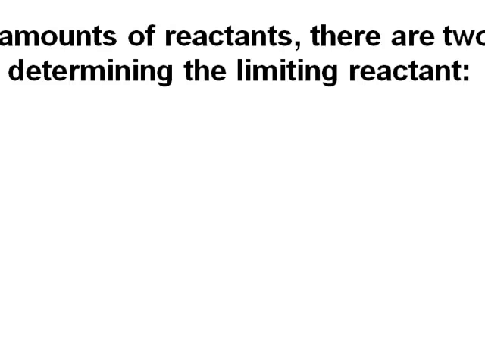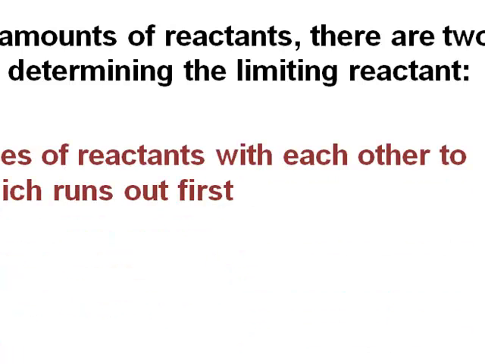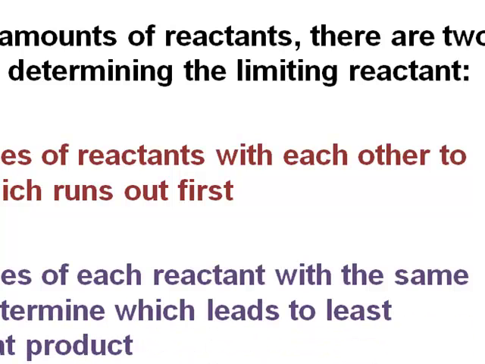So we look at the initial amounts of reactants. There are 2 approaches to determining the limiting reactant. One is to compare moles of reactants with each other and determine which one runs out first. So we compare the reactants to one another and see which one runs out first. That's approach number 1. Use that, you'll be good. Second approach: if you don't use one, you can use 2. It's an either-or. Don't try to do both. It'll be a waste of time and you might mix yourself up.